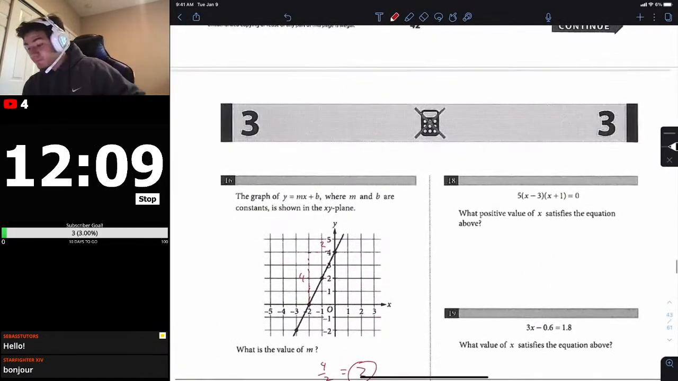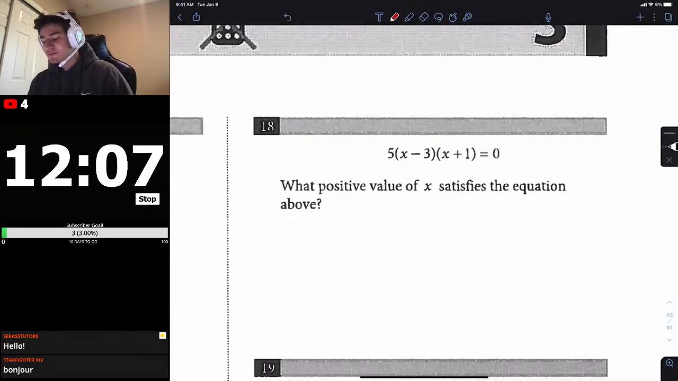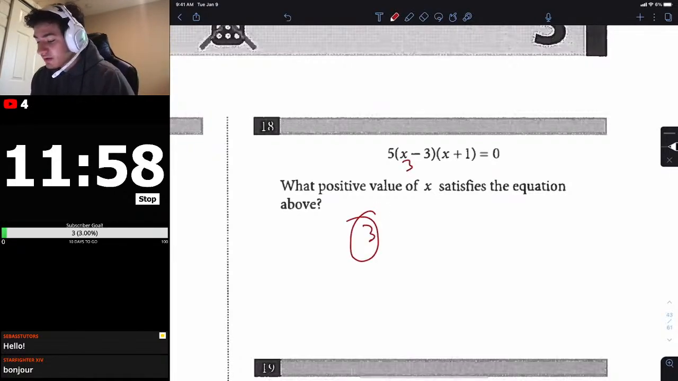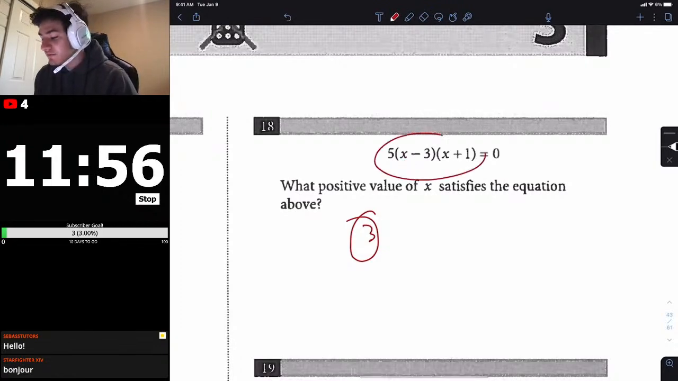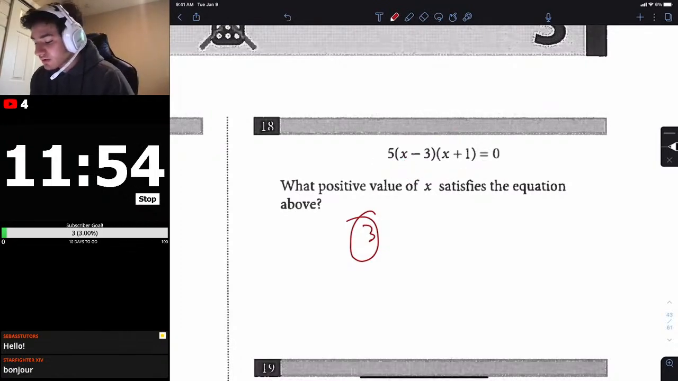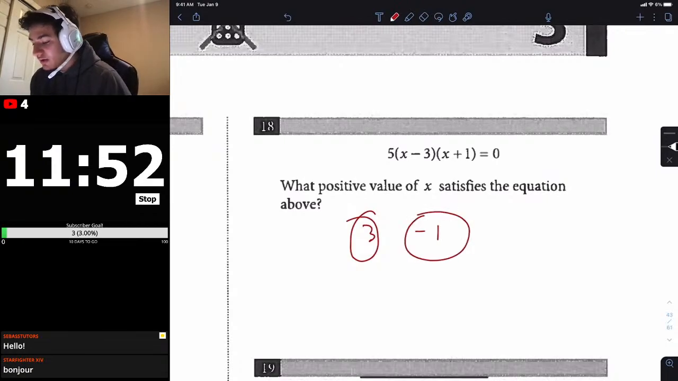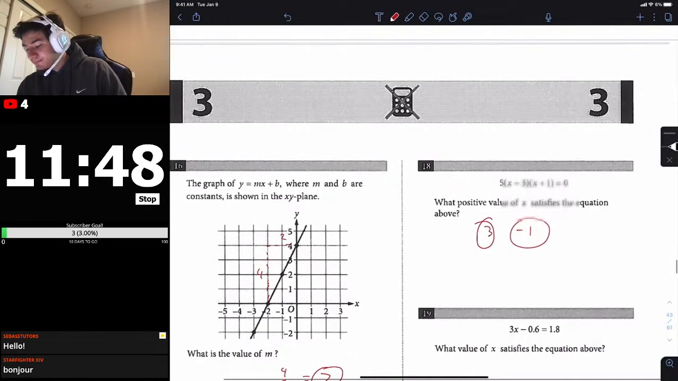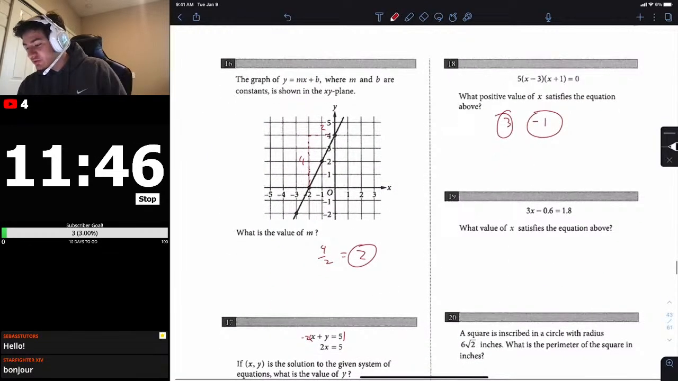Awesome. What positive value of x satisfies the equation above? 3. Right, because if I plug in 3 here, it'll be 3 minus 3, which is 0, times everything else, which is just going to be 0. You can also get negative 1. That could work. Yeah, that should be it. Those two answers work for that problem.